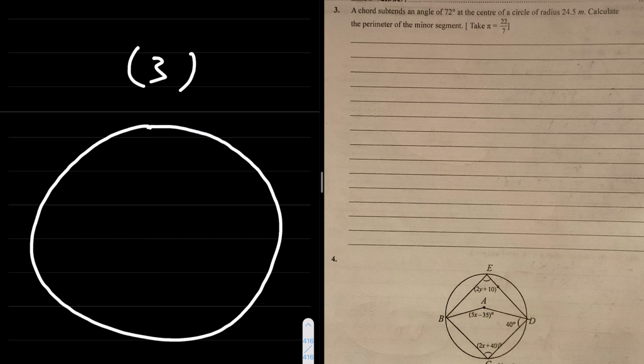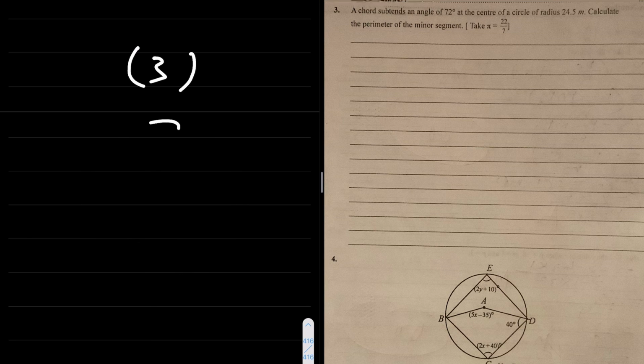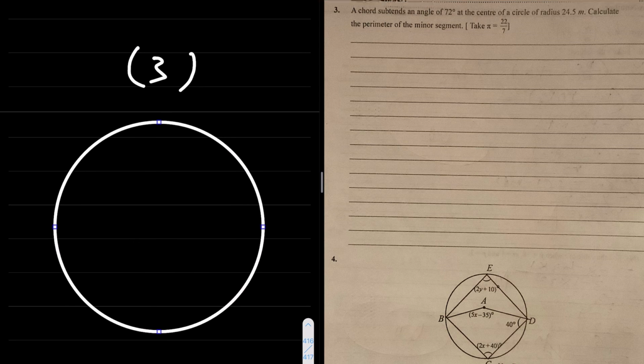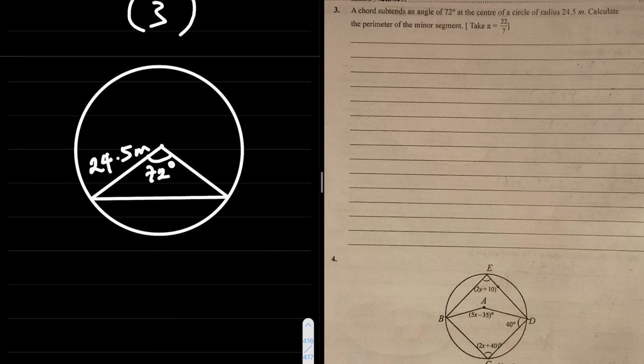Let's draw the chord. This is the circle. And we can put the chord here. Let this be the center of a circle. Radius here and radius here. The radius has a length of 24.5 meters. And the chord subtends an angle of 72 degrees at the center of a circle. So we want to find the perimeter of this minor segment.